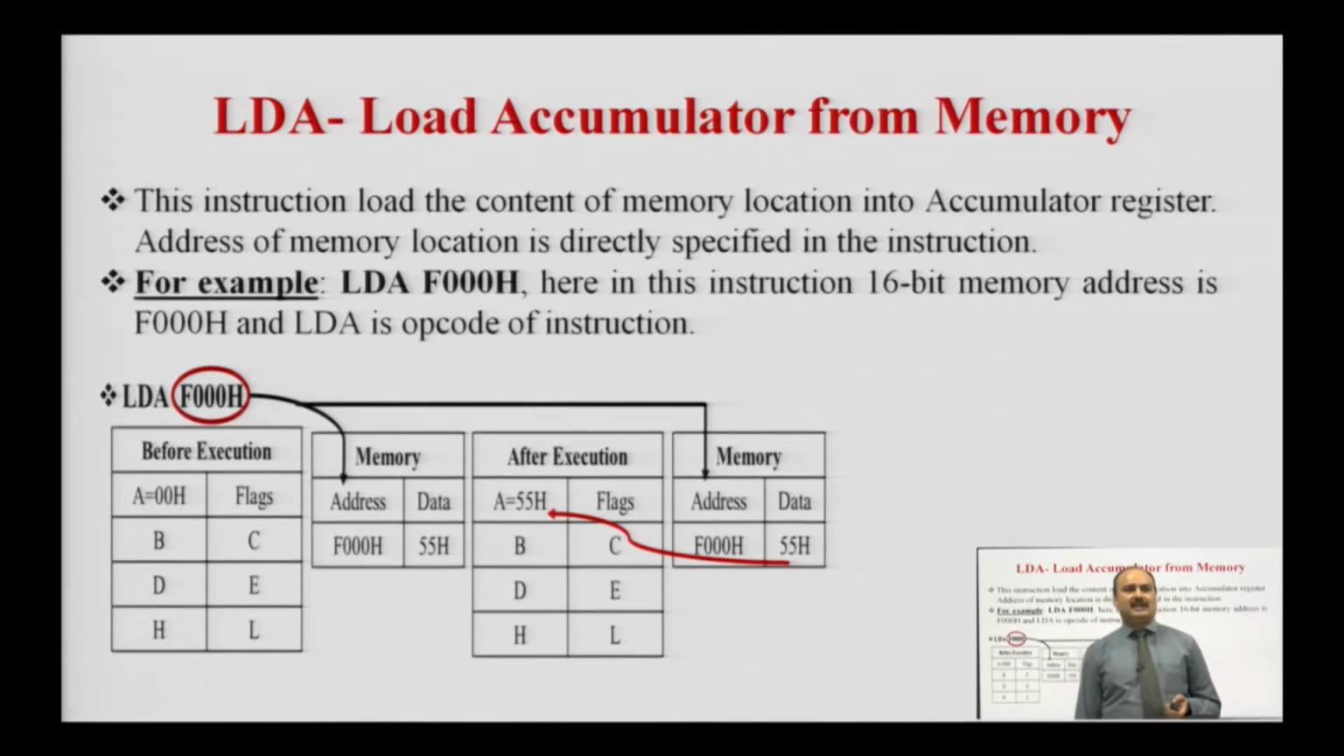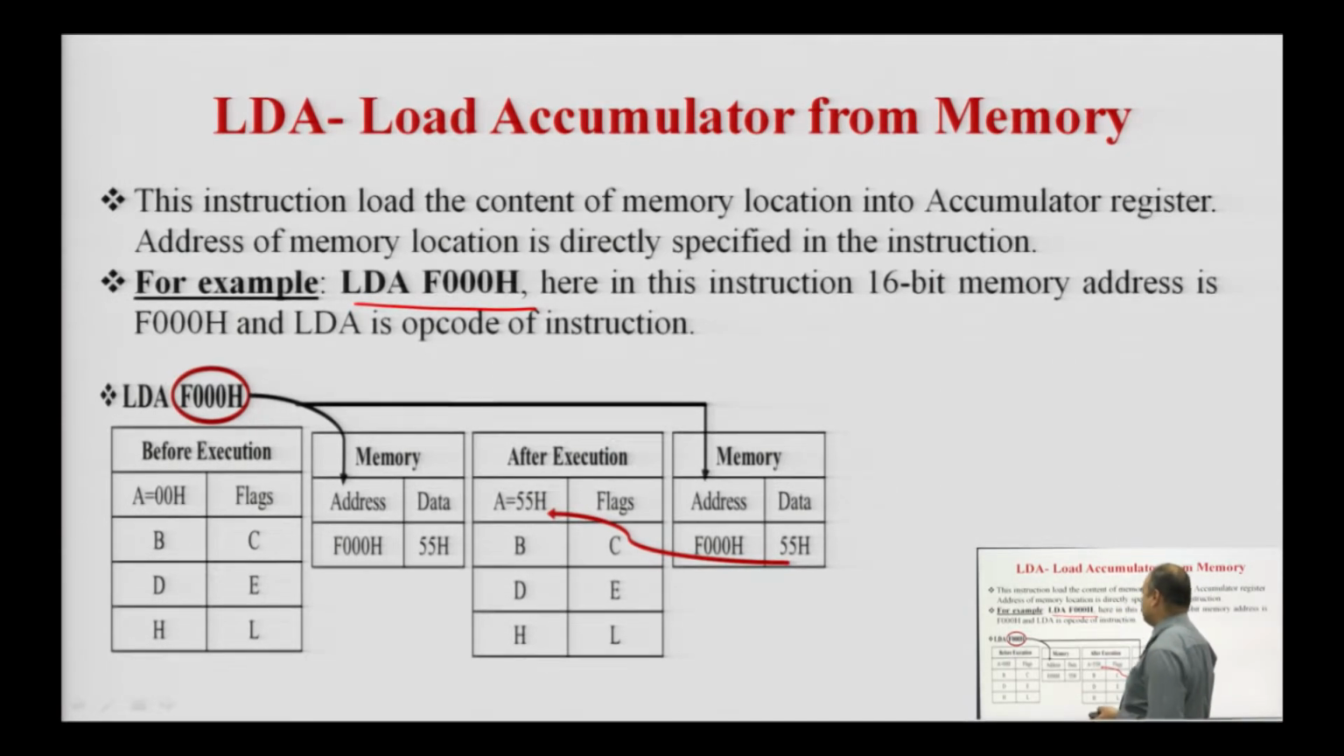Next instruction is LDA, load accumulator from the memory. This instruction will load the accumulator from the content of memory location. The address of the memory location is directly specified with the instruction. So, whenever the microprocessor executes this instruction, the processor will load the content of this memory location into the accumulator. So, this is the LDA instruction.